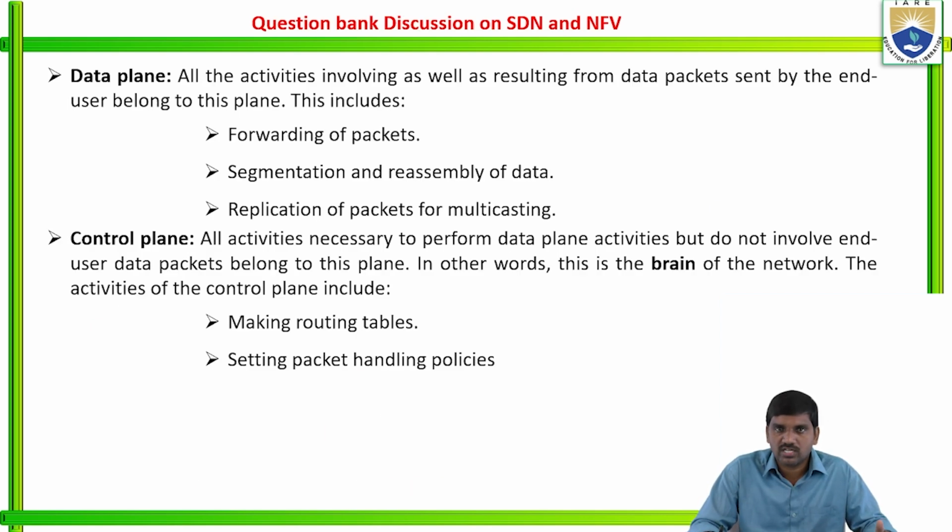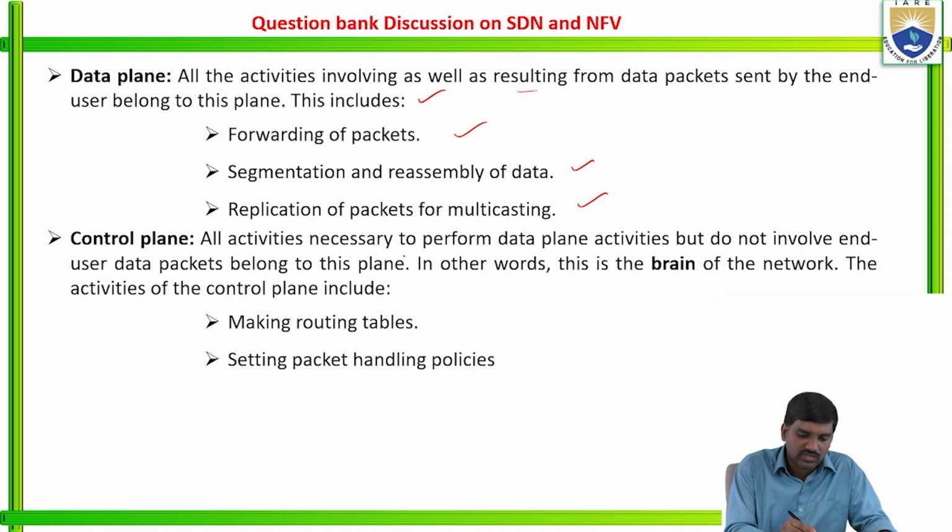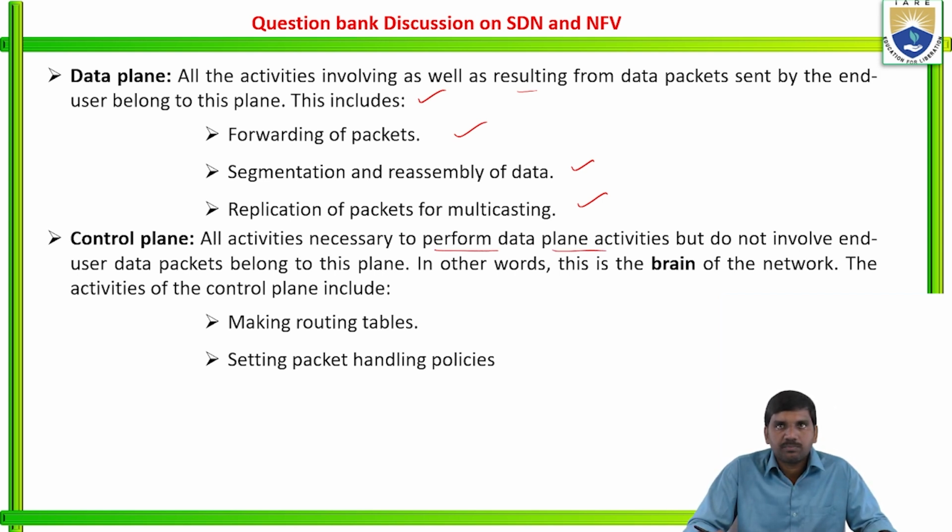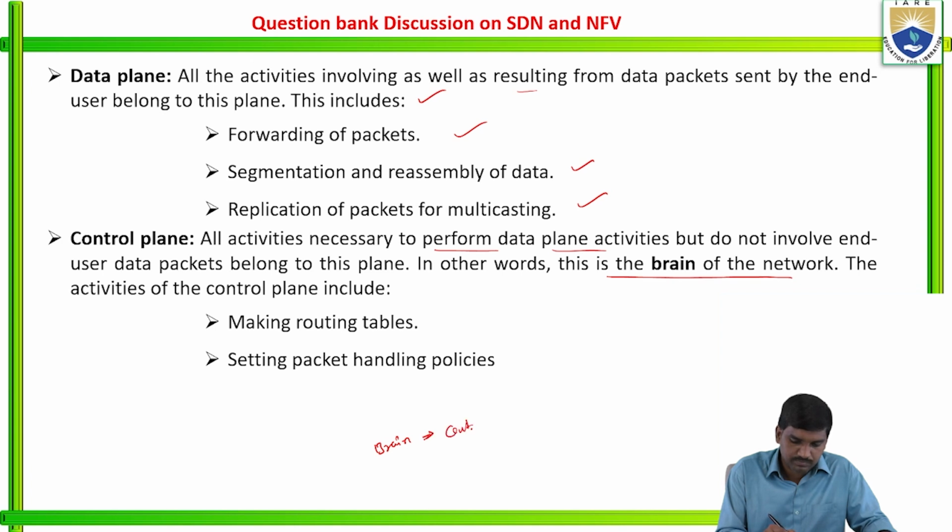What is the data plane, and what is the control plane? All the activities involving as well as resulting from the data packets sent by the end user belong to the data plane. This includes forwarding of packets, segmentation and reassembly of data, and replication of packets for multicasting purposes. All the activities necessary to perform data plane activities but that do not involve end user data packets belong to the control plane. In other words, the control plane is the brain of the network.